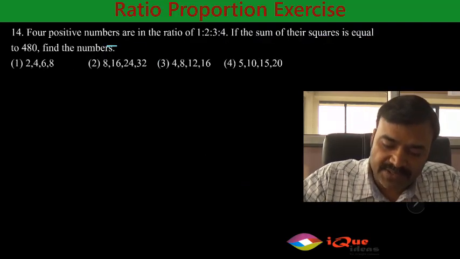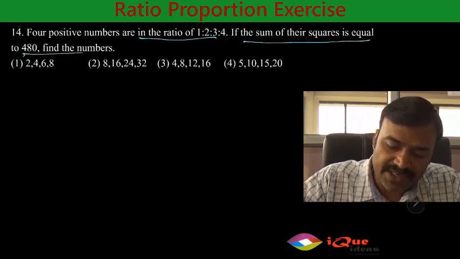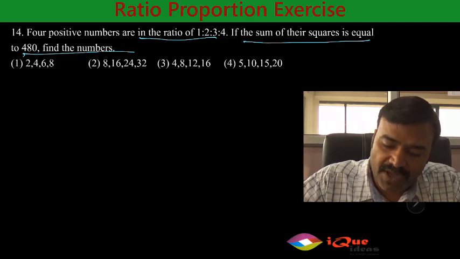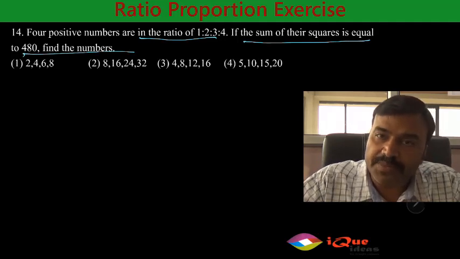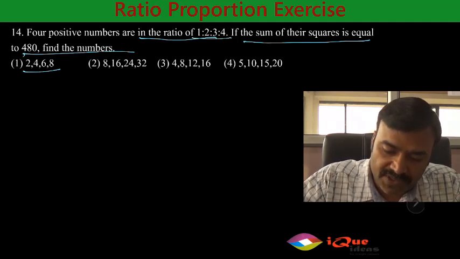Okay, so the next one, it says 4 positive numbers are in the ratio 1:2:3:4. If the sum of their squares is equal to 480, find the numbers. Now, one way of doing this question is directly check the options, right? So 2, 4, 6, 8. Are they in the ratio 1:2:3:4? Yes, 2 1s are 2, 2 2s are 4, 2 3s are 6.